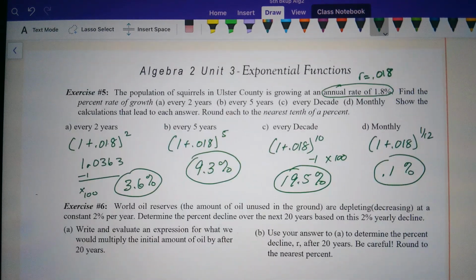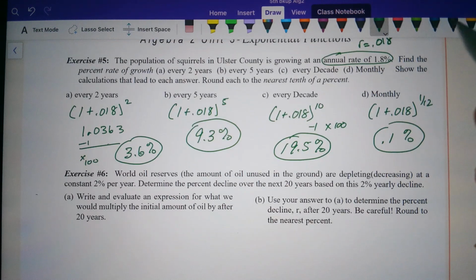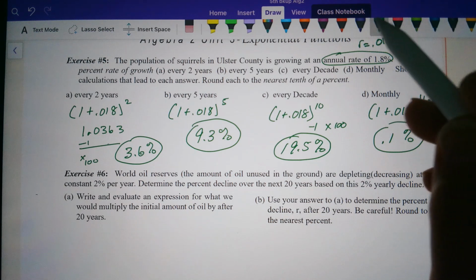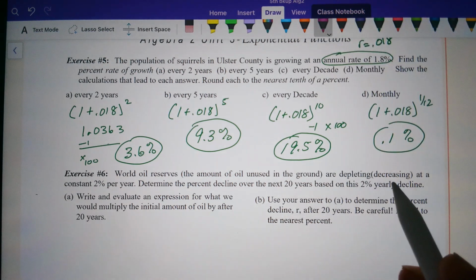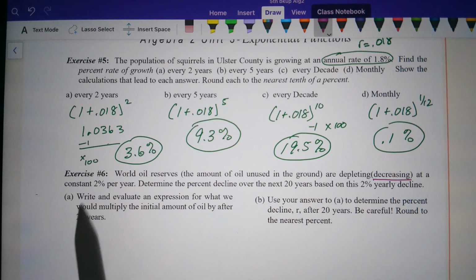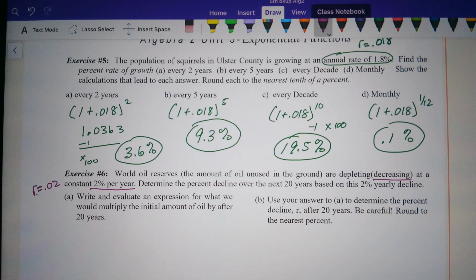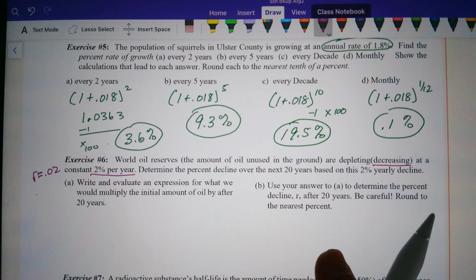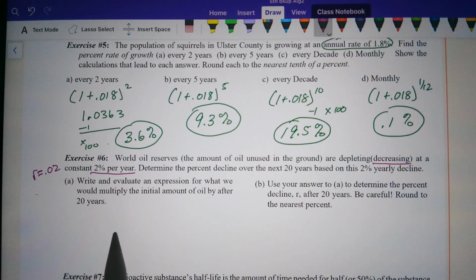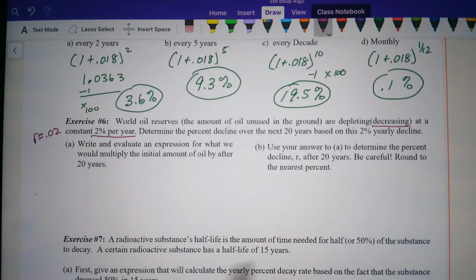Exercise 6, world oil reserves. The amount of oil unused in the ground is depleting, so here we're decreasing. Everything we've done so far has been growth, and now this question involves decreasing. This is decay at a constant 2% per year, so this is our r value, 0.02 as a decimal. Determine the percent decline over the next 20 years based on this 2% yearly decline. Write and evaluate an expression for what we would multiply the initial amount of oil by after 20 years.